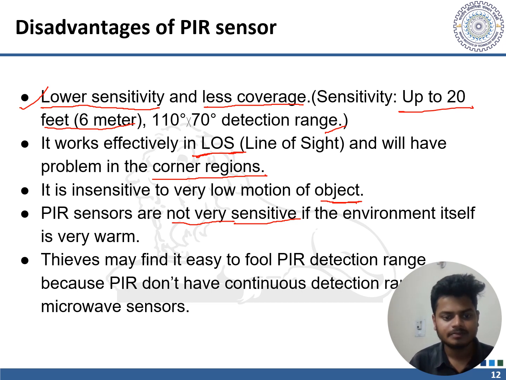And thieves may find it easy to fool PIR detection range, because PIR don't have continuous detection range like microwave sensors. So thieves find it very easy to fool PIR sensor because it has very small range and discontinuous range of detection. We use a microwave sensor to overcome this.